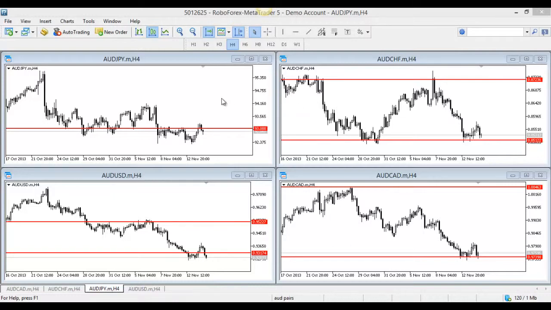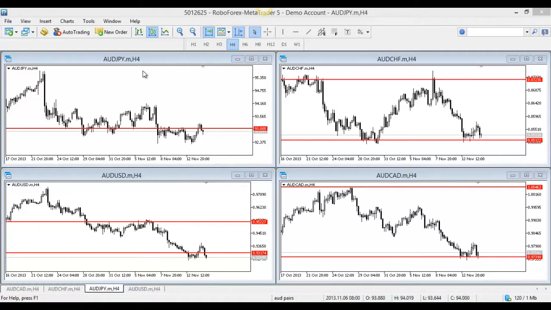I'd like to start by just briefly going over the platform I use. It's MetaTrader 5. The broker is RoboForex. I use them because they're New York close charts. As you can see, it's a demo account. I just use this platform to look for trades. I've got a separate broker to actually place the trades.